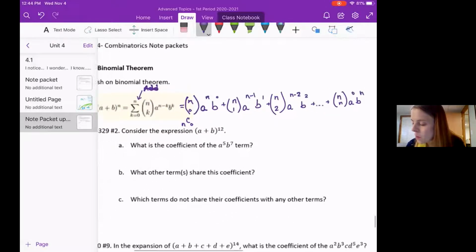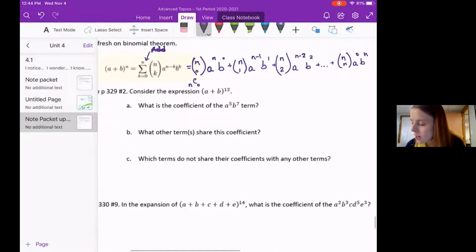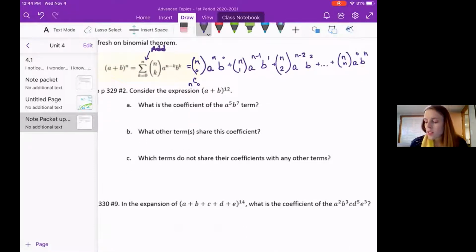We're going to work through a couple problems from the book. So we're going to start on page 329 and work on number 2. The question says, consider the expression (a + b)^12. And question A says, what is the coefficient of the a^5, b^7 term? So a couple things that we can just talk about from the beginning. 7 plus 5 is giving us the 12, so that's good.